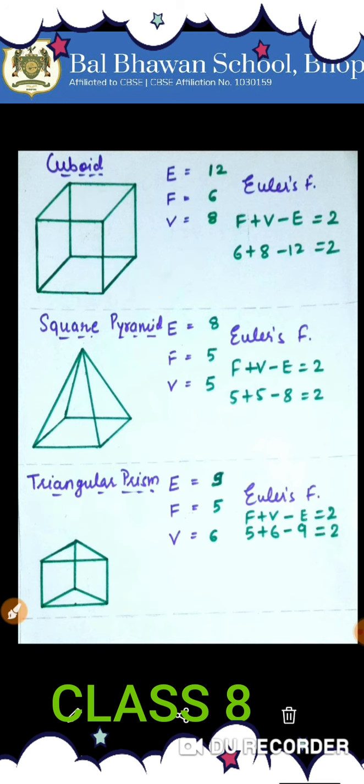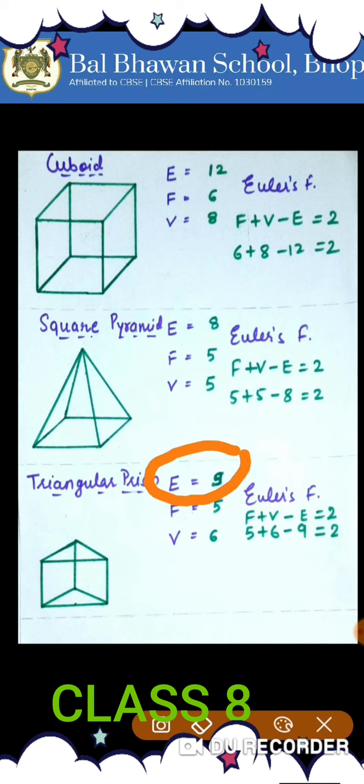Now we are going to discuss how Euler's formula is verified for this. The number of edges, vertices and faces are given here. You can see in the figure and verify whether these are correct or not. And when we substitute the values of faces, vertices and edges, we get 2. Like this we have verified Euler's formula for the triangular prism also.